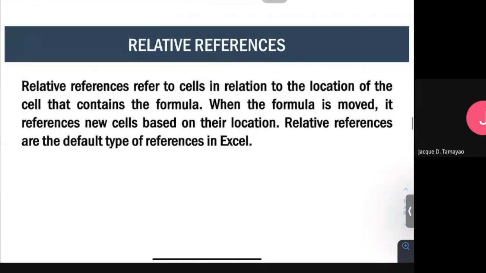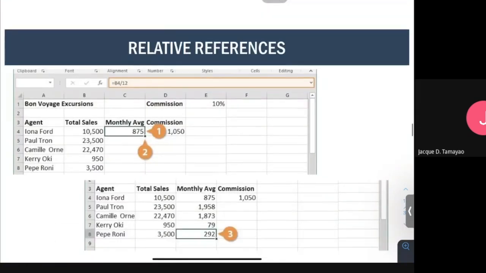First, we deal with relative references. Relative references refer to cells in relation to the location of the cell that contains the formula. So when the formula is moved, it references new cells based on their location. The reference changes based on your location. The default type of reference in Excel is the relative reference.